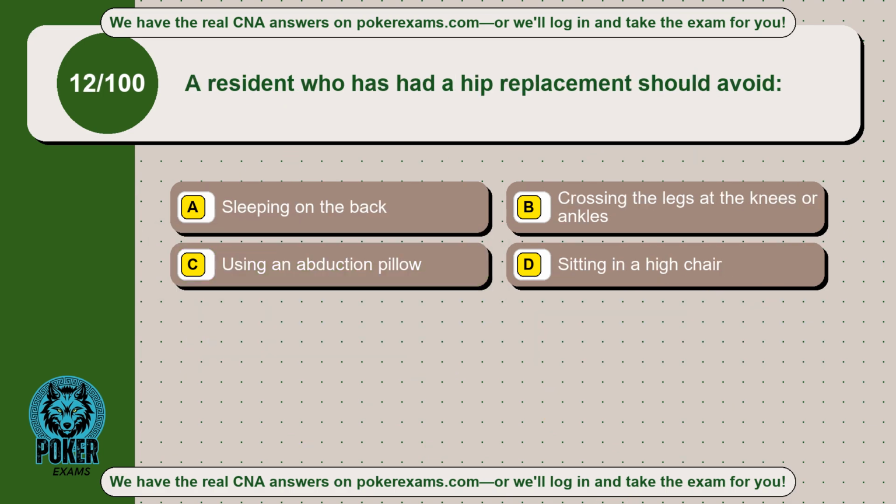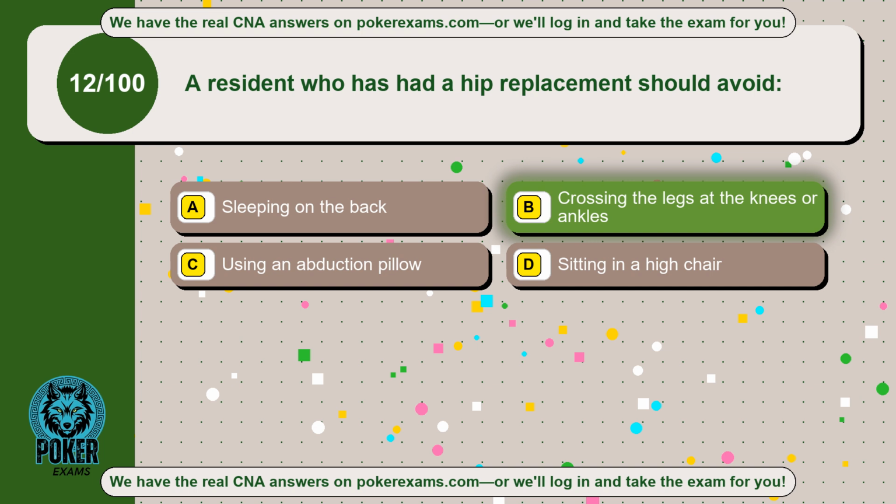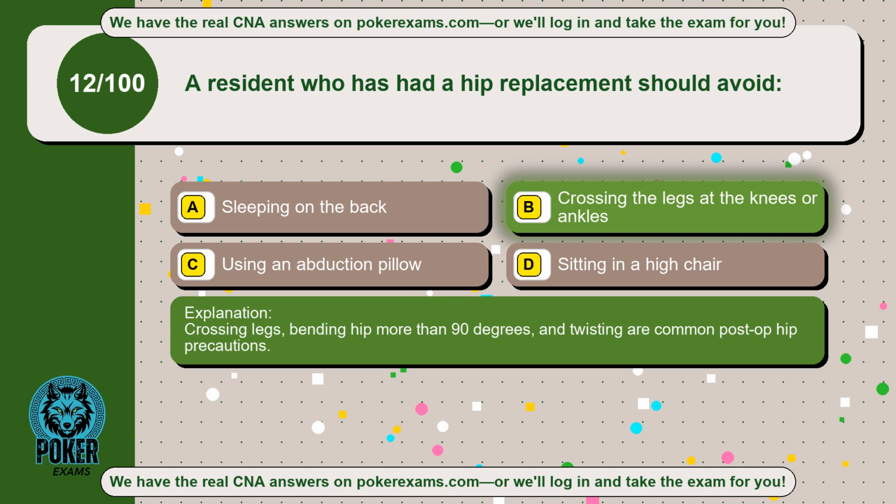Question 12. A resident who has had a hip replacement should avoid Option A, sleeping on the back. Option B, crossing the legs at the knees or ankles. Option C, using an abduction pillow. Option D, sitting in a high chair. The correct answer is option B, crossing the legs at the knees or ankles. Crossing legs, bending hip more than 90 degrees, and twisting are common post-op hip precautions.